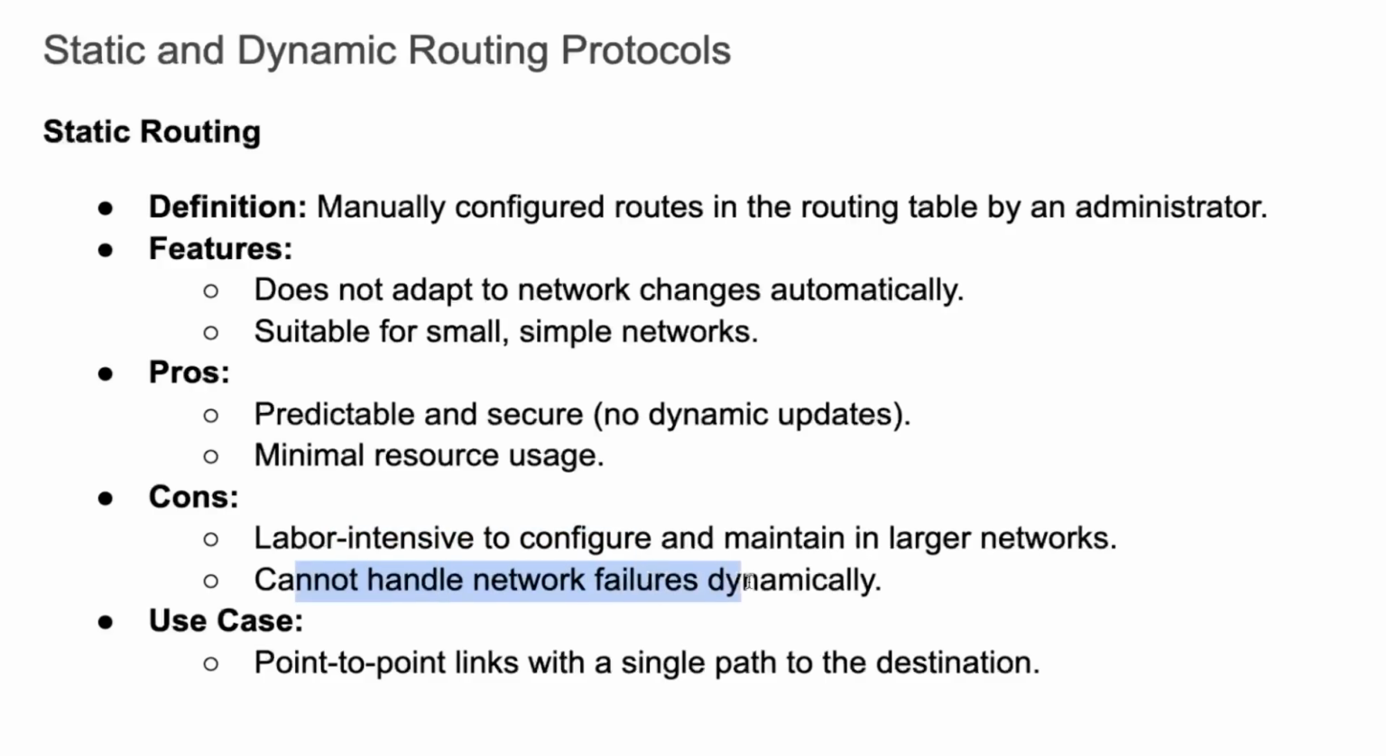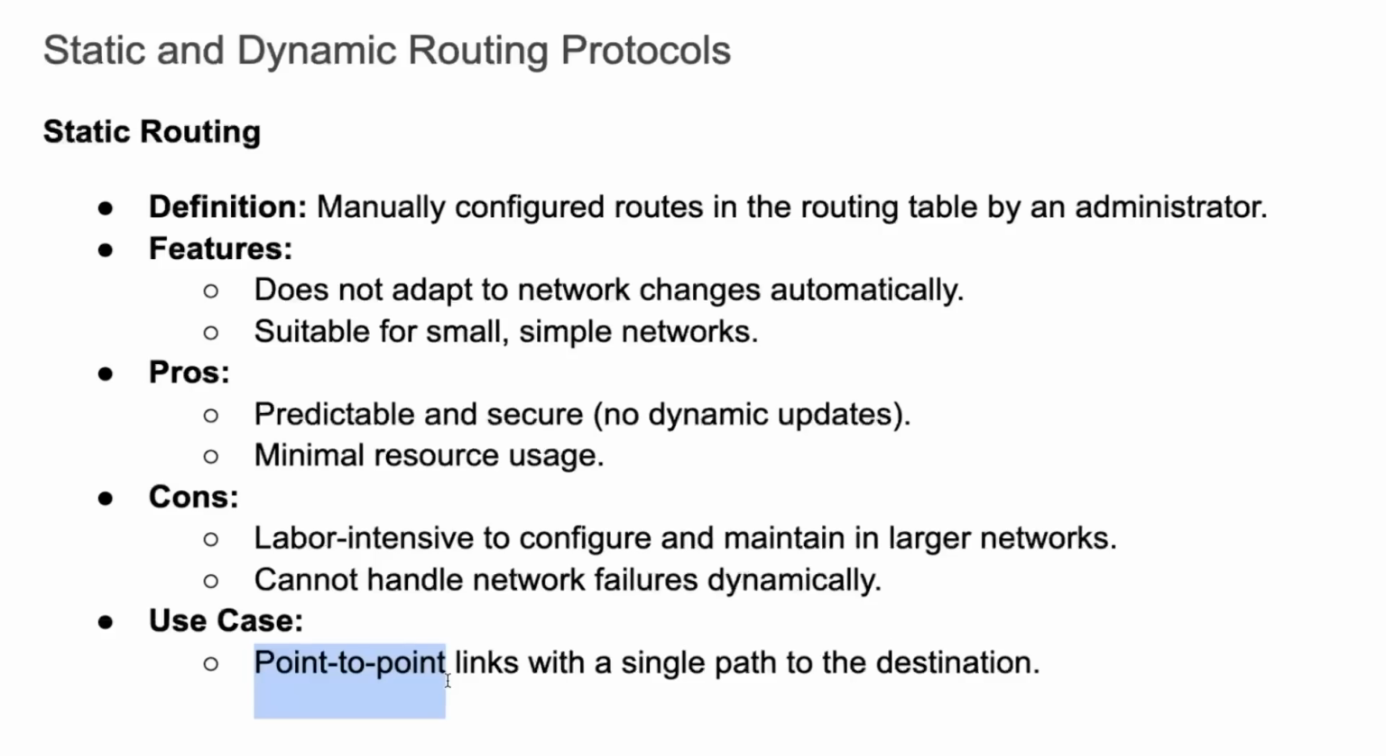You cannot handle network failures dynamically because something happens, and now that person or that team of people have to go and try to troubleshoot and figure out what just happened. The use case would be point-to-point links with a single path to the destination. Point-to-point links, as we talked about earlier, is a logical topology that connects various networks together. So with a single path to the destination, that would be the point-to-point from one location to another location.